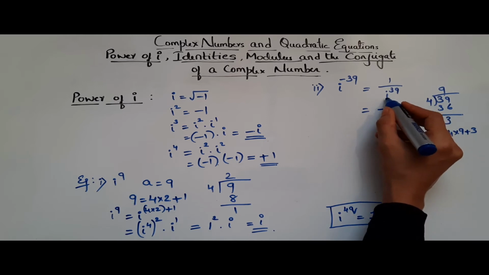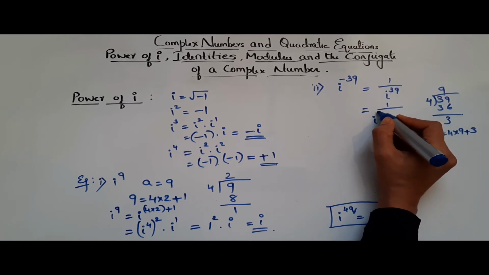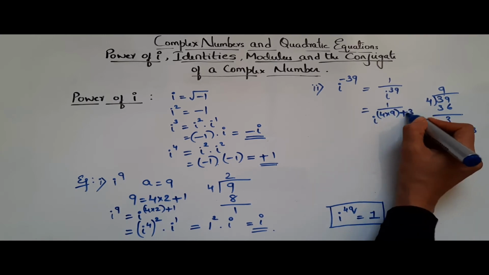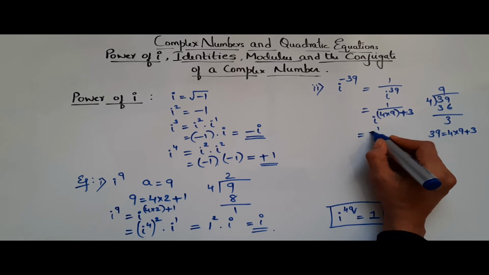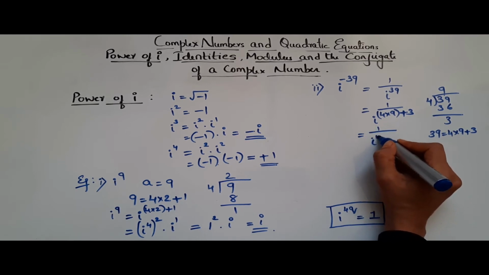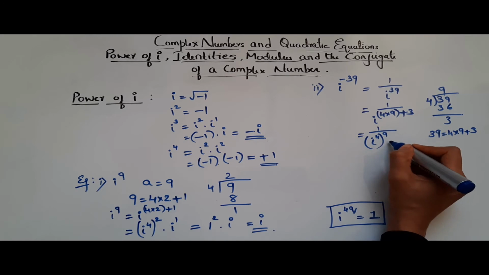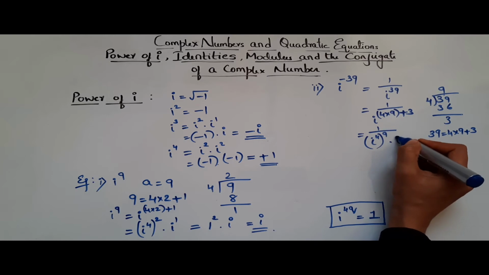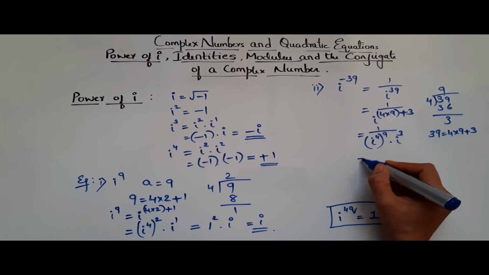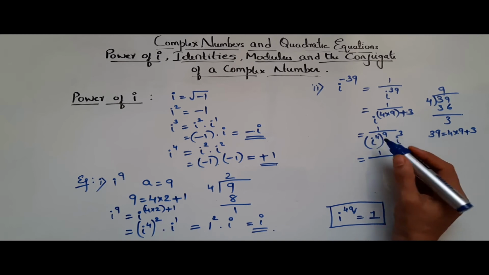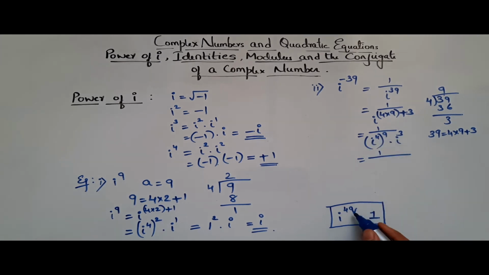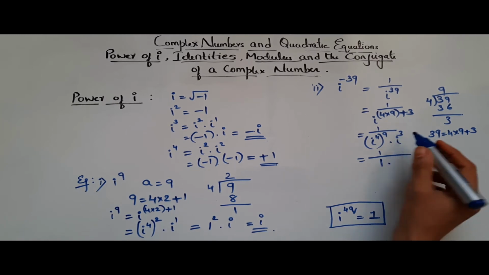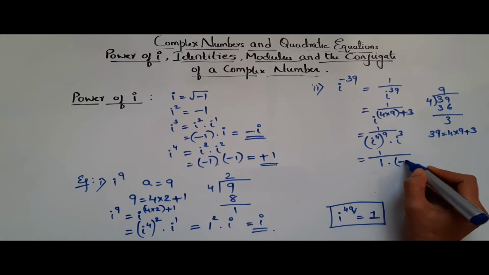So what can we write i power 39 as? i power 4 into 9 plus 3, which is equal to 1 by i power 4 into 9 plus 3. You can write this as (i power 4) power 9 into i power 3, which is equal to 1 by 1 power 9, since i power 4 is 1, into i cube. i cube is minus i, so minus i.